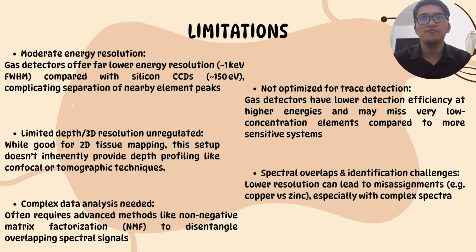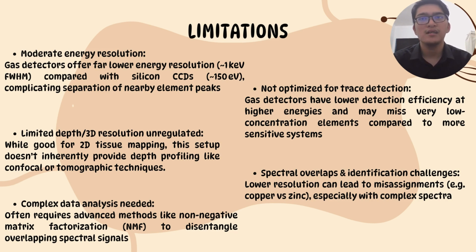Gas detectors offer far lower energy resolution, which is below 1 kilo electron volt, compared with silicon CCDs, which is 150 electron volts, complicating separation of nearby element peaks. The second one is that it is not optimized for trace detection. Gas detectors have lower detection efficiency at higher energies and may miss very low concentration elements compared to more sensitive systems. The third one is that it is limited in depth or 3D resolution.